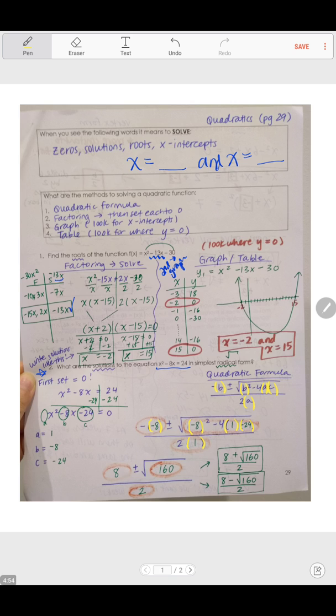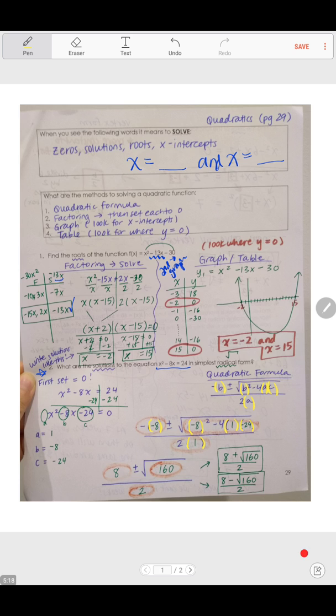I plugged in those a, b, and c's where they belonged, and then I simplified each chunk separately. So negative 8, look at how I circled it here in brown, is positive 8. Let's rewrite it. We're cleaning it up. Underneath the radical, I typed that straight into the calculator without the radical, and I got 160. 2 times 1 is 2. I wrote that down here.